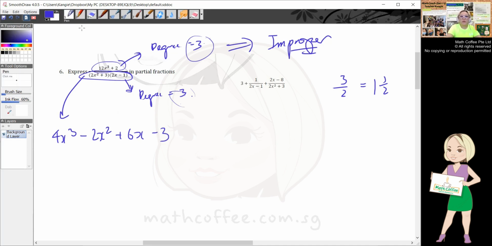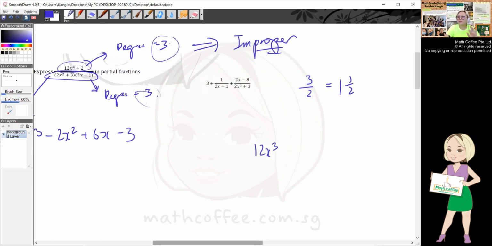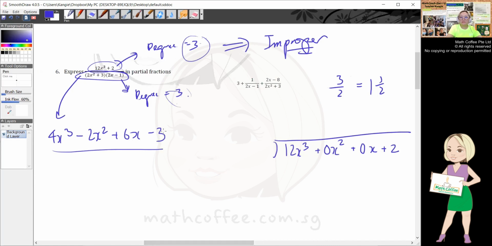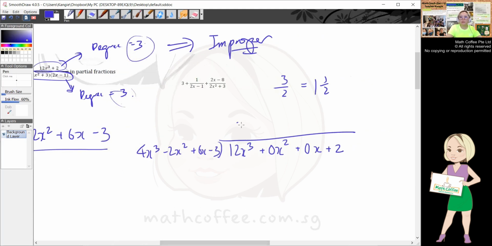12x cubed. Take note, kids. Do you notice that this one doesn't have x squared, doesn't have x? So when you're doing long division and there is a missing term, please put in plus 0x squared plus 0x, then plus 2. It's compulsory that you must put a 0. You must have a space for them. If not, it's difficult for you to do your long division. Then divide by 4x cubed minus 2x squared plus 6x minus 3, which has no missing terms. You know that you need to multiply by 3 to get this one.